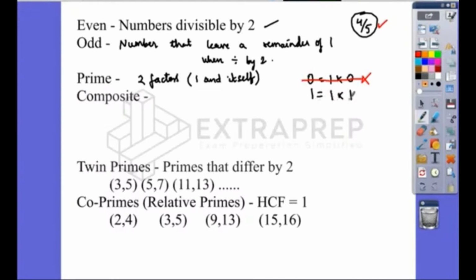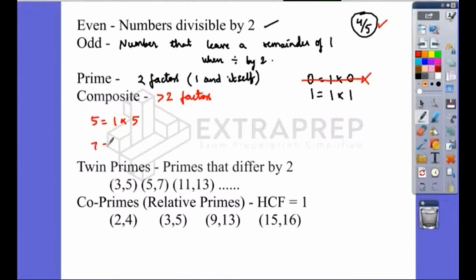How many factors does 1 have? 1 has only one factor. If you have two factors, it's said to be a prime number, and if you have more than two factors, it's said to be a composite number. Okay, more than two factors. For example, how can you write 5? 5 can be written as 1 into 5. Is there any other way? No. So how many factors are there? 1 and 5. There are only two factors here.